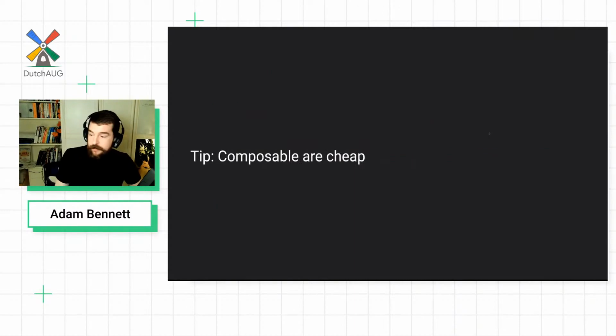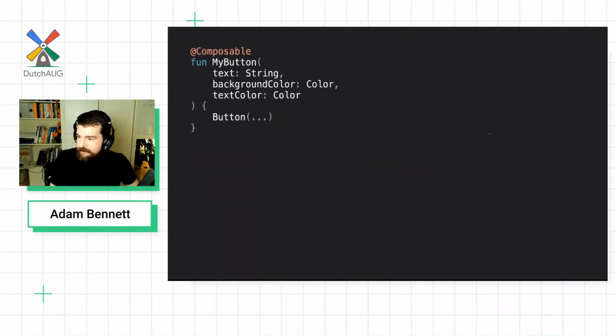And right, onto the tips. So composables are cheap. And what I mean by this is they are cheap to create and they're cheap to run. And this is very much at odds with the existing view system. So it takes a tiny bit of getting used to.